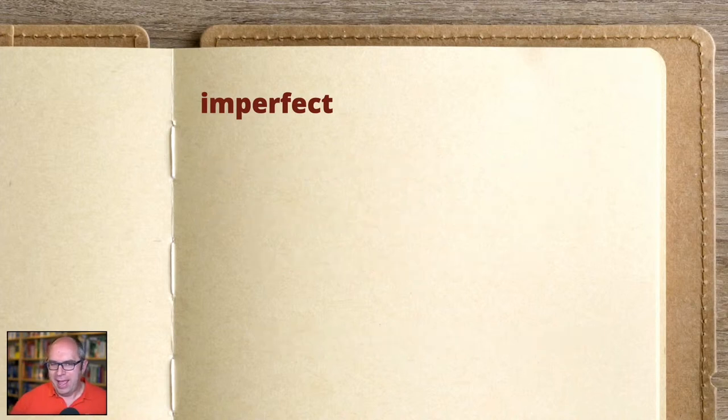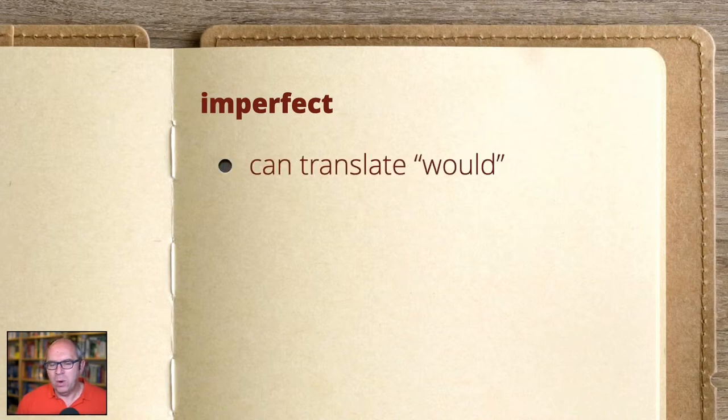Okay. Another way of thinking about the imperfect is where it can translate a tricky word. And that word is would. But we've got to be very, very careful with the imperfect tense when we're translating would, because would can also be used to translate what we call a conditional. For example, if I were rich, I would buy a yacht. That would is the conditional. It's dependent on me being rich. So there's a condition to me being rich. And therefore, that would be a would conditional.